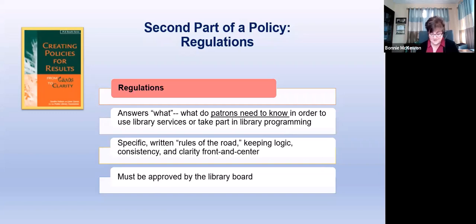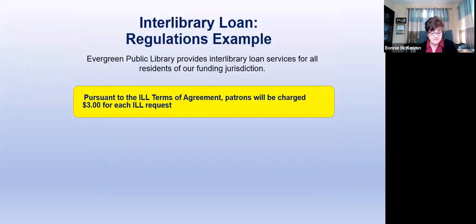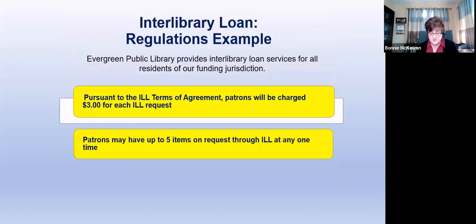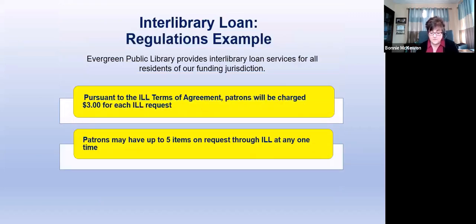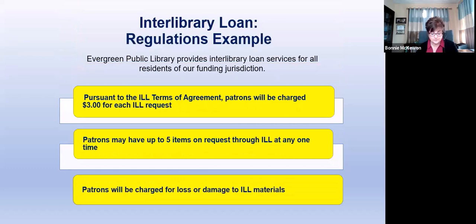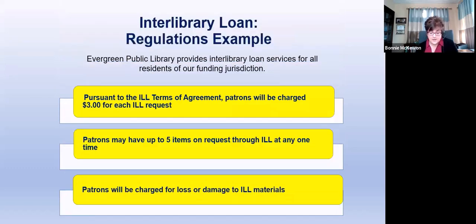Back to our interlibrary loan example. Here are some very common regulations surrounding interlibrary loan. These are things that patrons need to know if they want to borrow books from other libraries. Now, your library may or may not charge the allowable $3 for an interlibrary loan request, but if you do, patrons need to know that. You may or may not impose a limit on the number of items that people can request through interlibrary loan at any given time. But if there is a limit, patrons need to know that.